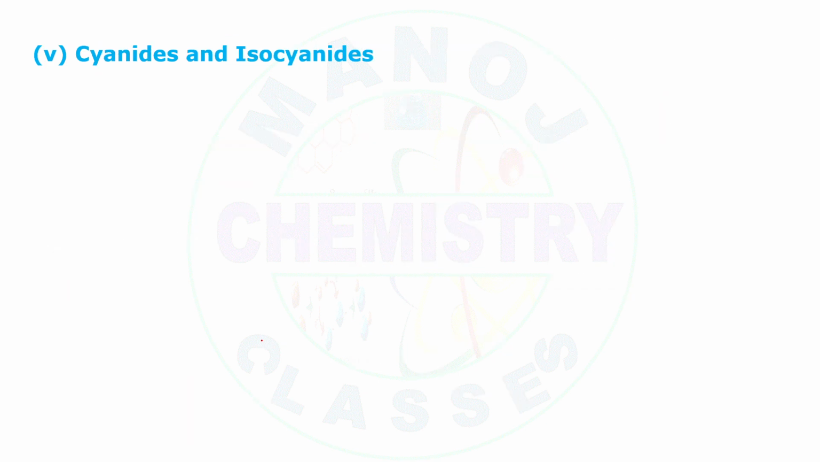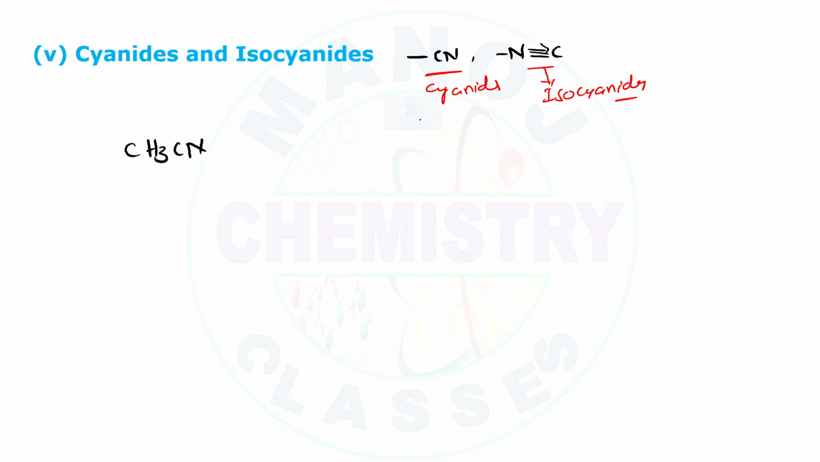So coming to the next one, cyanides and isocyanides. These have the functional group CN for cyanides, whereas NC stands for isocyanides. This isocyanide has the general formula RNC, in which a coordinate bond is there from nitrogen to carbon.